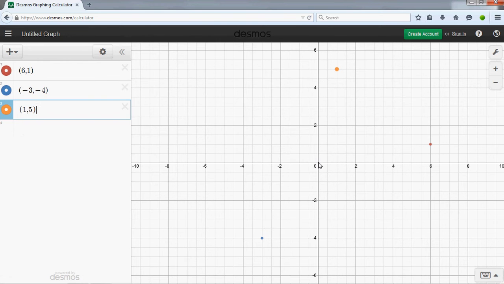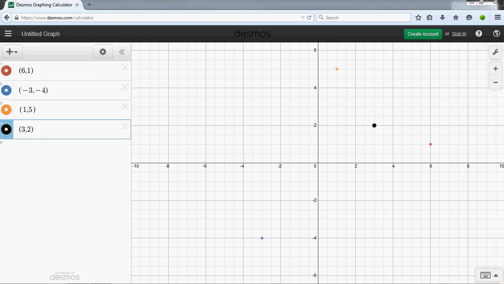Now this one, (1, 5), we go 1 in the positive direction on the x-axis, and we're going to go 5 in the positive direction on the y-axis, which is 1, 2, 3, 4, 5. Alright, we have a few other points. (3, 2). That's 1, 2, 3 on the x-axis, 1, 2 on the y-axis.